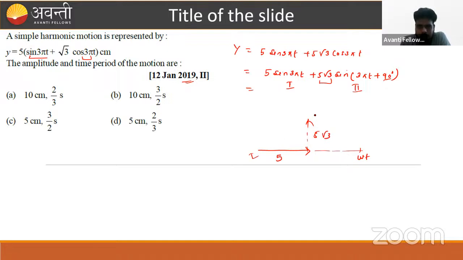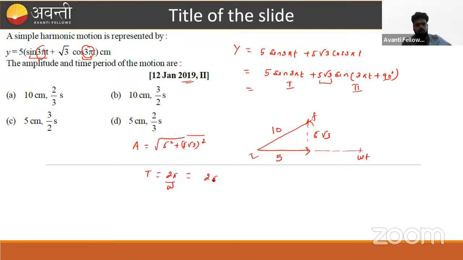What is the resultant amplitude? Sir, join these two vectors. The amplitude will become root of 5 square plus 5 root 3 whole square, which equals 10. And what about the time period? We know both omegas are the same. Time period is written as 2 pi upon omega, and the omega value is 3 pi, so this equals 2 by 3 seconds. Correct answer, option A is correct. I hope this is clear to everyone.